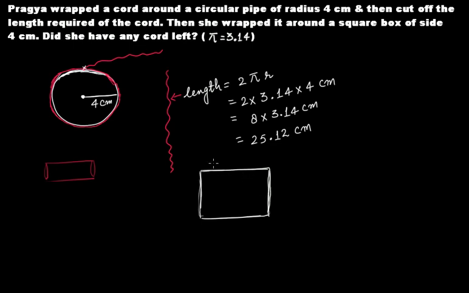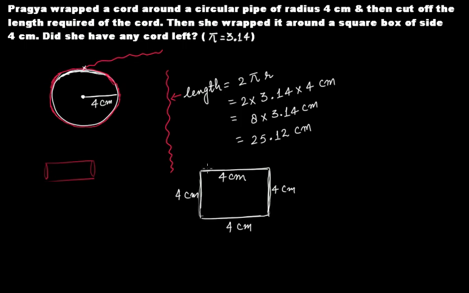So now if you take this cord and wrap it around, what is being asked is, did she have any cord left if you completely wrap it around this square box? The sides of the square box are 4 centimeter. So this is 4 centimeter, this is 4 centimeter, this is 4 centimeter, and this is also 4 centimeter.